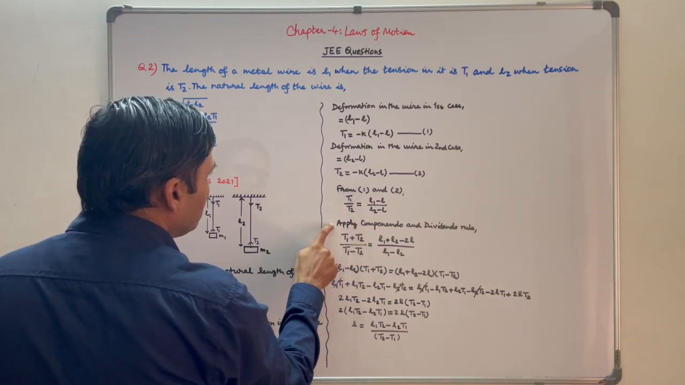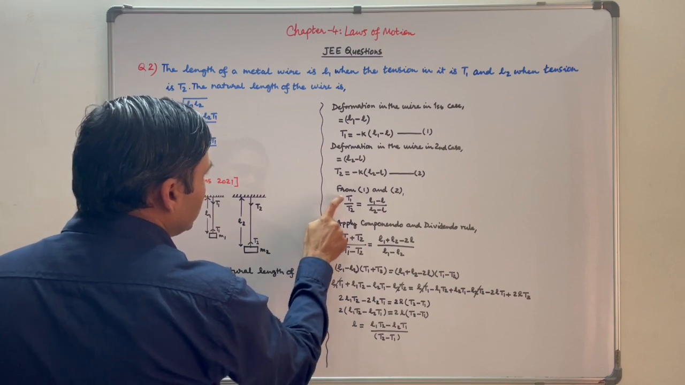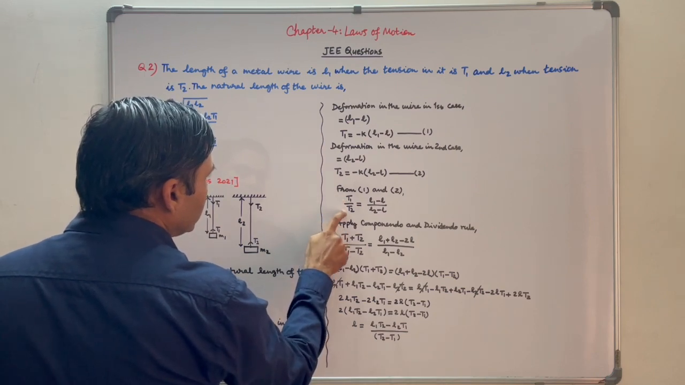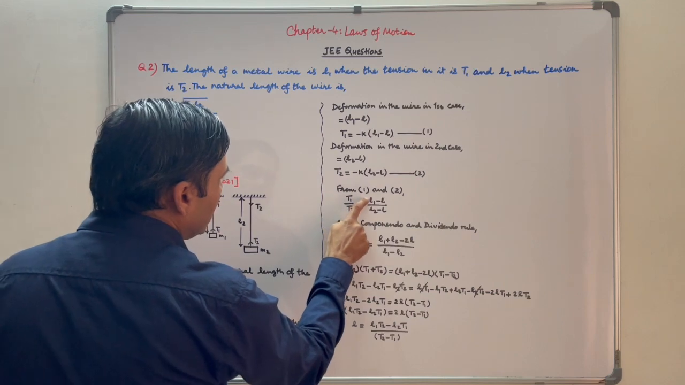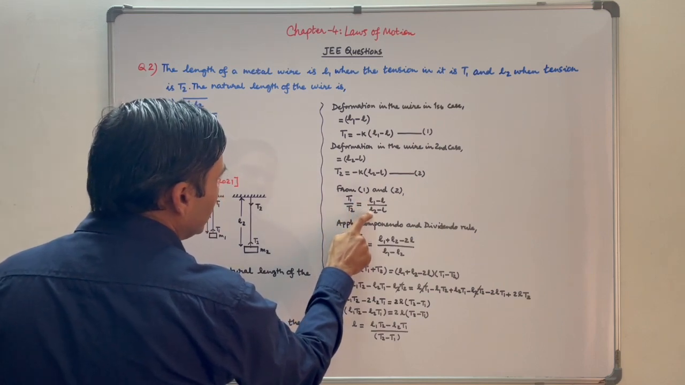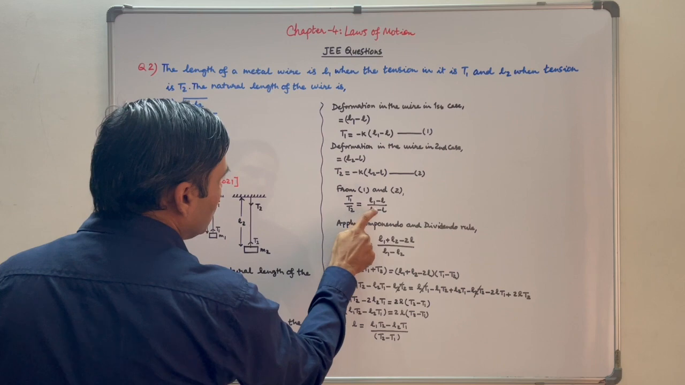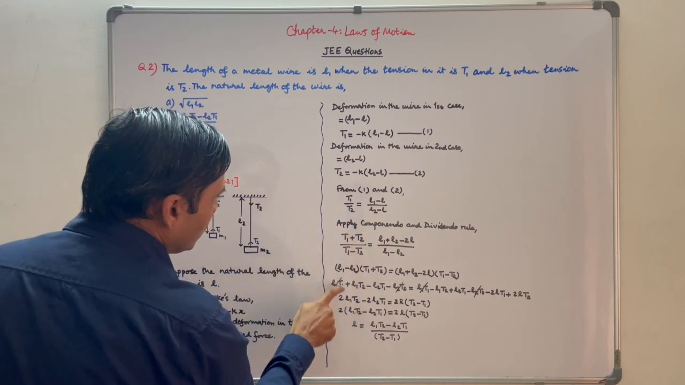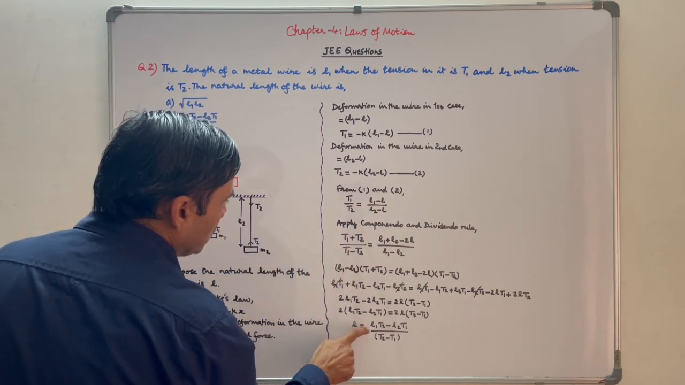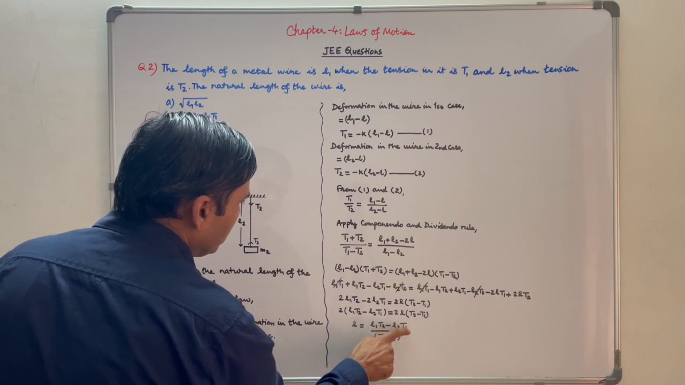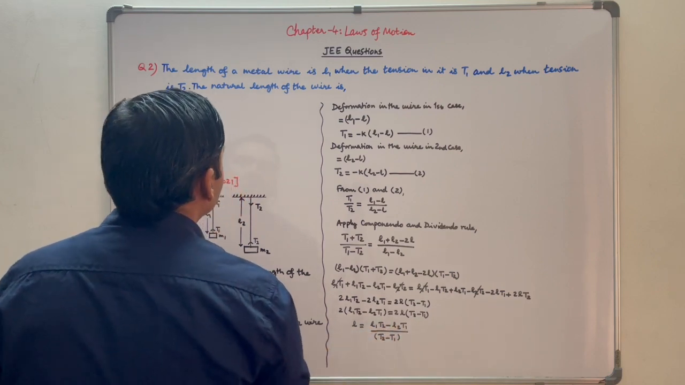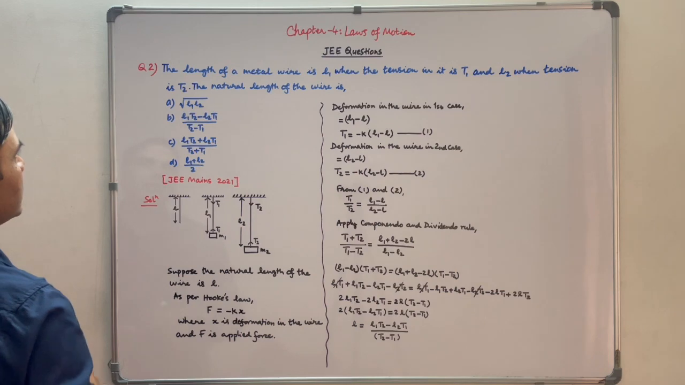Now we can apply componendo and dividendo law. So (T1 plus T2) upon (T1 minus T2) is equal to (L1 minus L plus L2 minus L) divided by (L1 minus L minus L2 plus L). So we can solve for L, which comes out to be equal to (L1 T2 minus L2 T1) upon (T2 minus T1). So option B is correct.